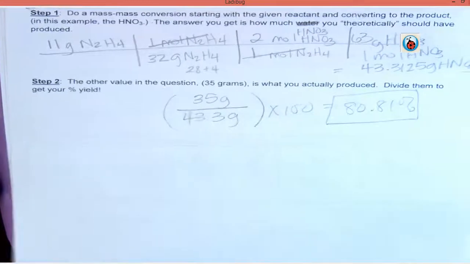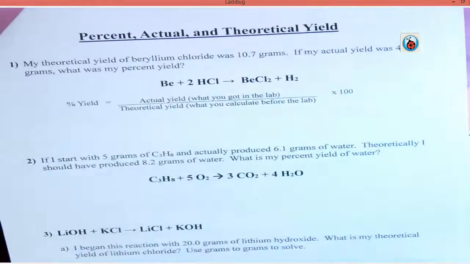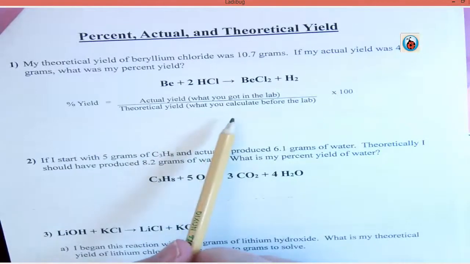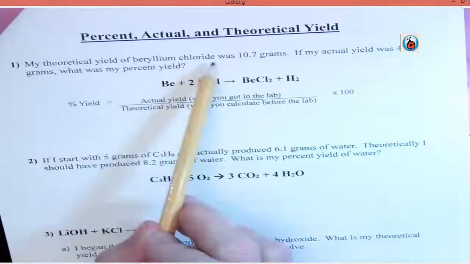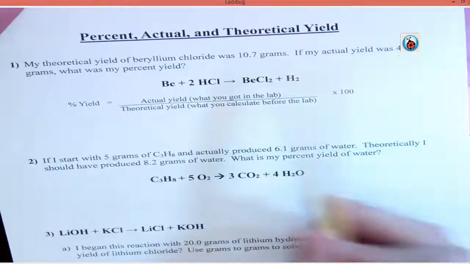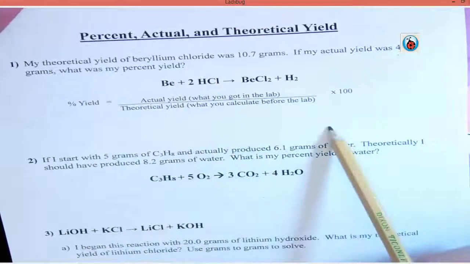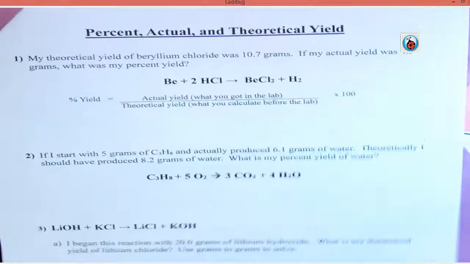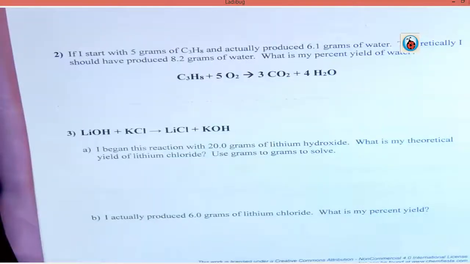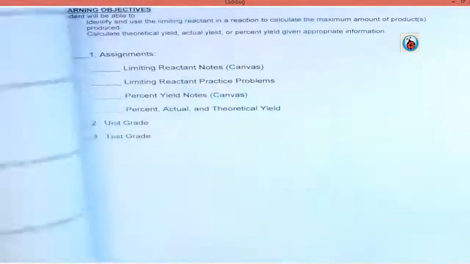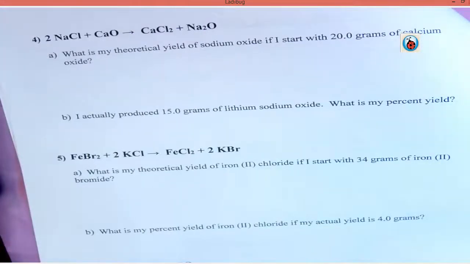Okay, so you're going to do that over here on this first one. It's already giving you the theoretical, so you're just going to take the actual divided by the theoretical times 100. But here on 2 and 3, we're going to do these mass problems, okay, and the percent yield problems. And let me know if you have any problems with those.